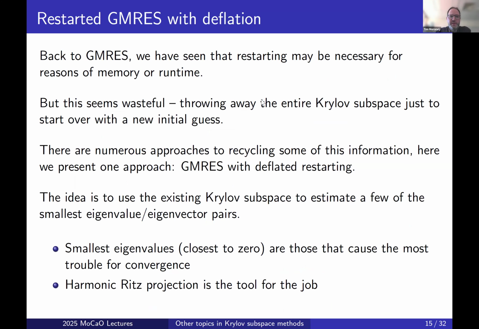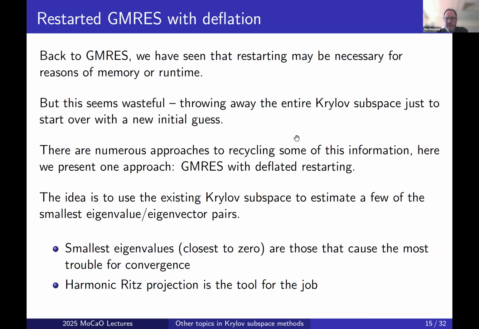So there's a topic of interest based on our question time yesterday. We have certainly seen that restarting GMRES can be necessary. So back to the non-symmetric case, where you don't want to build up your basis potentially too big, either because of reasons of memory or of runtime. But it does seem a bit wasteful throwing away the entire Krylov subspace you've just spent all this time and work building up, just to start over with a new initial guess. That is what restarted GMRES is, but I can't help but think maybe there's more information that we could be salvaging.